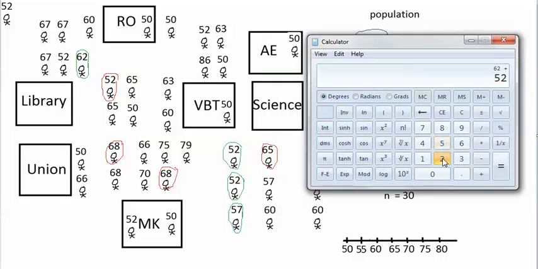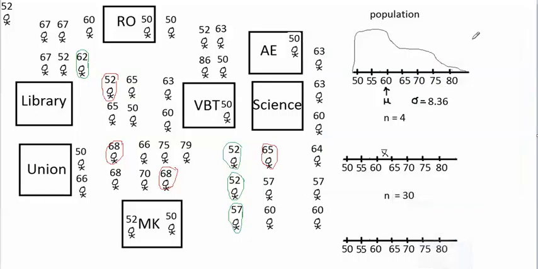To get the mean of our second sample, we have to add the 4 heights and divide the total by 4. And this time we got 55.75, which is down here.